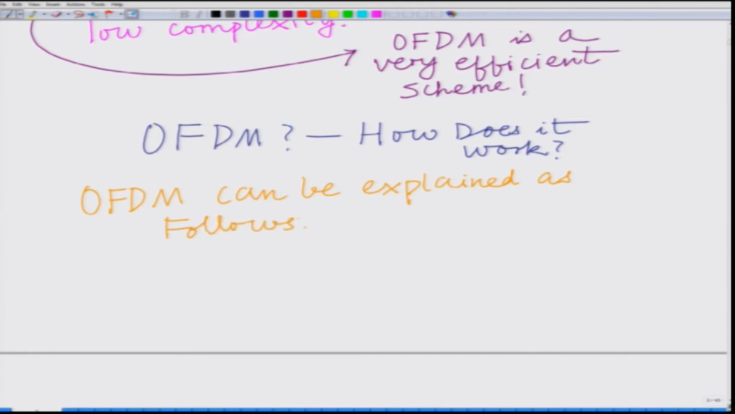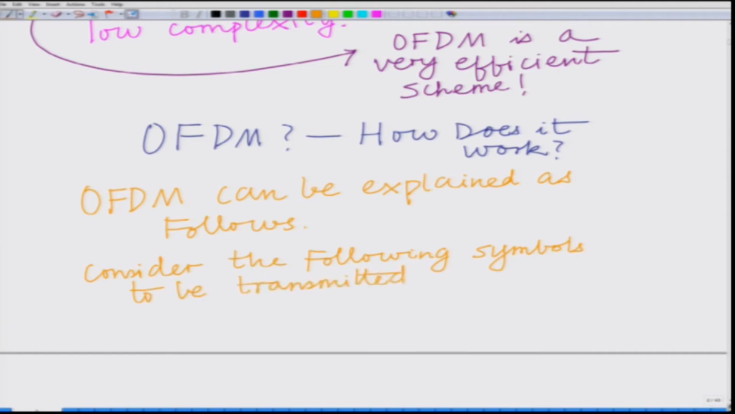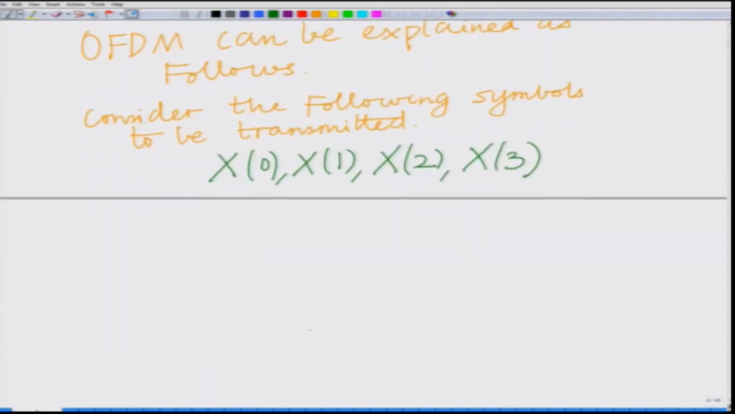So, consider the following symbols to be transmitted in the OFDM symbol. Let us say we have 4 symbols which we are going to denote by x0, x1, x2, x3. So, these are the 4 symbols which are to be transmitted.